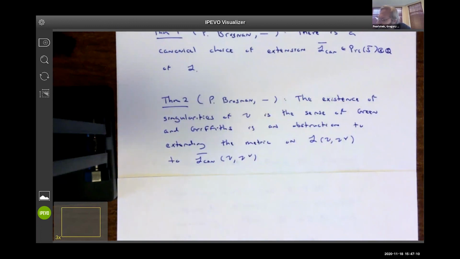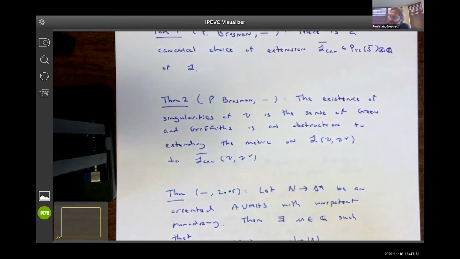Okay, so the second thing is that the existence of singularities of nu in the sense of Green and Griffiths is an obstruction to extending this metric on L of nu, and you can always dualize it to get a nu dual, and so then you get a bi-extension metric. So singularities in the sense of Green and Griffiths, which are related to the Hodge conjecture, are the obstructions to extending the metric. So in some sense, this is kind of like a Hermitian differential geometric way of thinking about the Hodge conjecture.